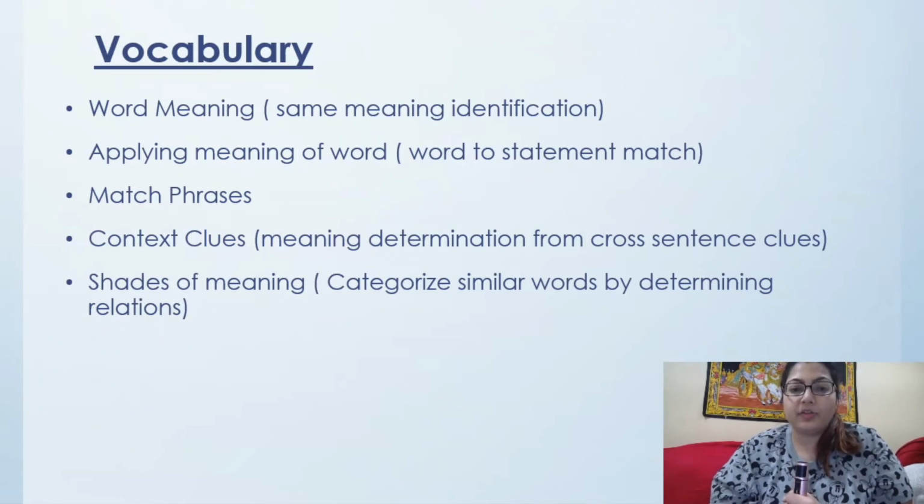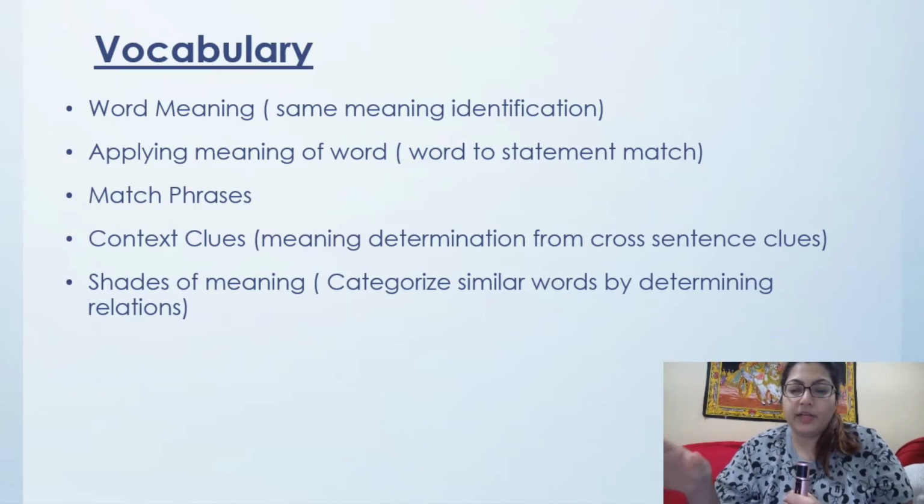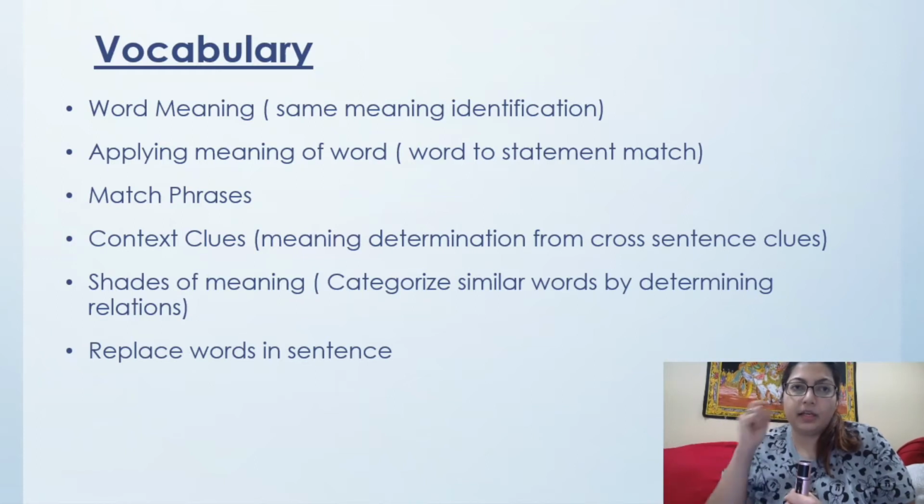Then we have shades of meaning. This will be more like similar words will be given, and you have to determine how they belong together under the same category. And then not only do we have to determine the category, but we also have to identify what belongs together and what does not belong. Then we have replace words in sentences. So basically it's a word meaning thing, so replacing the meaning with a single word.